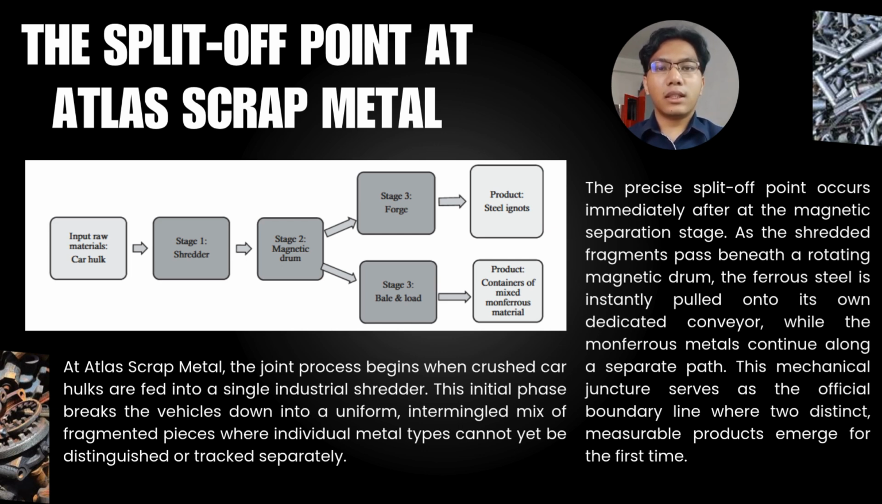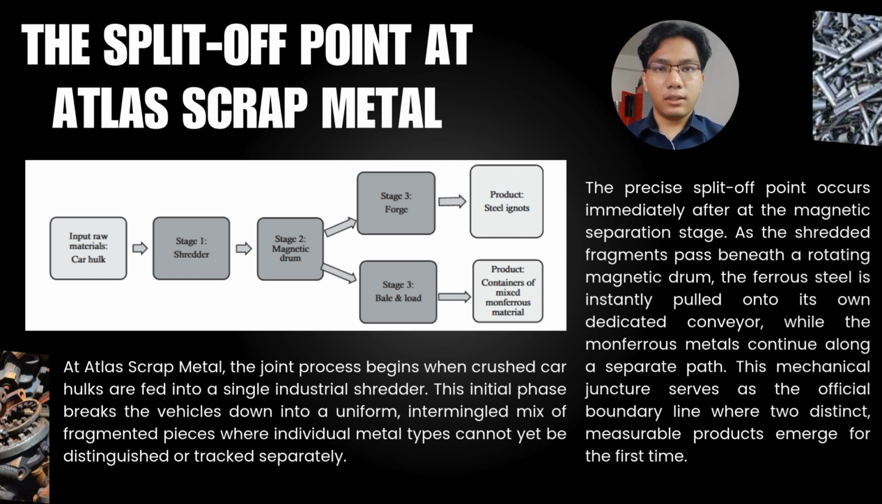So, individual tracking is entirely impossible. The precise physical split-off point for Atlas scrap metal occurs immediately after the shredding phase at stage 2, which is the magnetic separation stage. As the massive mixture of structural fragments travels along the main conveyor belts, it passes directly beneath a rotating magnetic drum. This specific mechanical juncture serves as a definitive boundary line on the factory floor where the single process officially fractures into two independent pathways.